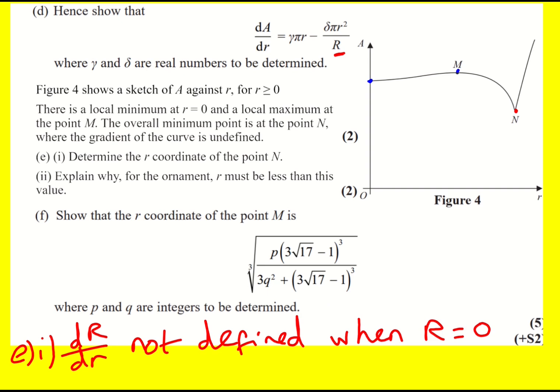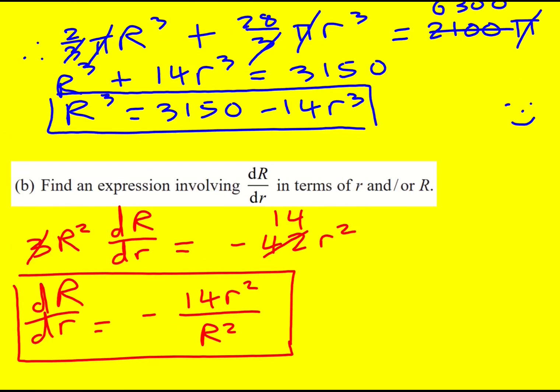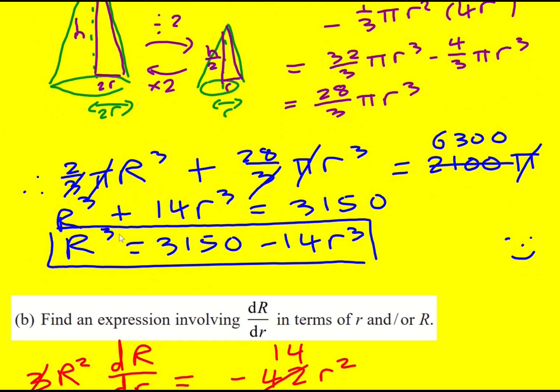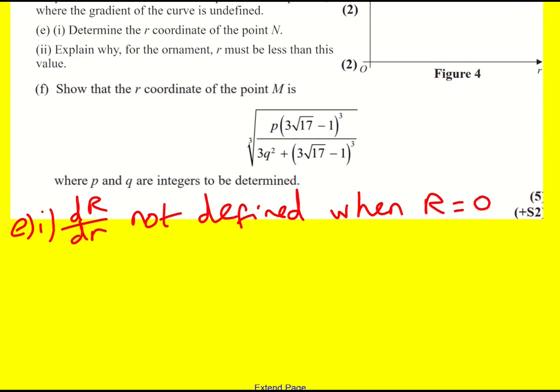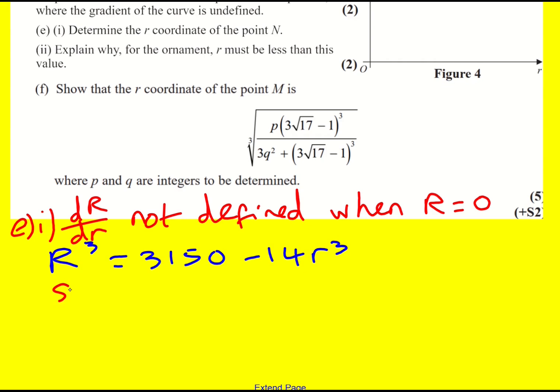So here, remember we've got a relationship between them. Lost where it was. Here we go. So here we're going to get that. Let me just borrow this. So at n, we're going to get that 14r cubed is equal to 3150.